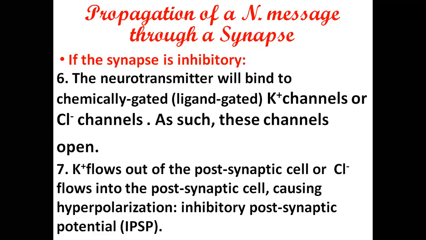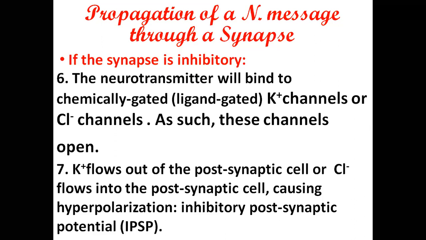So these channels will open. The K plus will flow out of the postsynaptic cell, or Cl minus will flow into the postsynaptic cell, causing hyperpolarization. So we are losing the positivity and gaining more negativity. Since the synapse is inhibitory, it doesn't allow the propagation of the nervous message. We don't need to move to the positive like the graph, if you remember. We need to move to the negative.